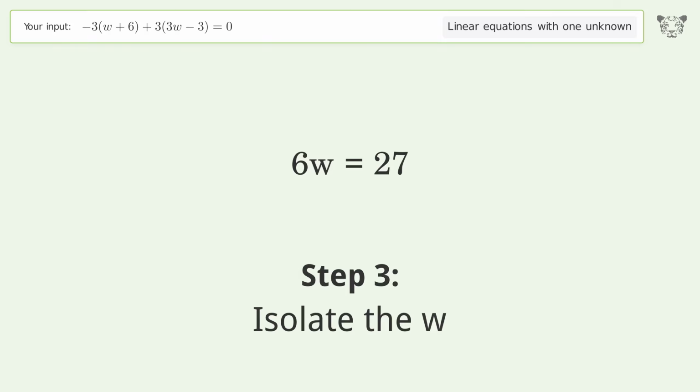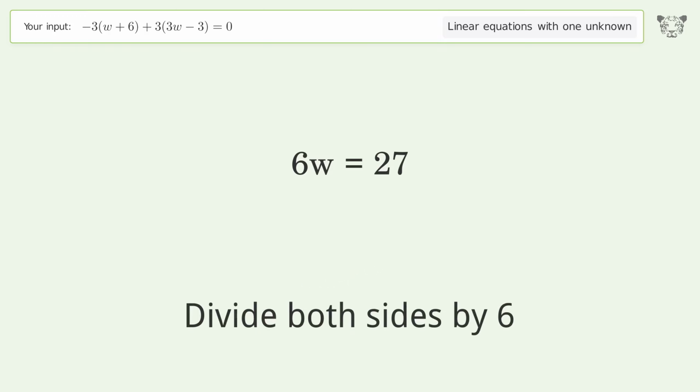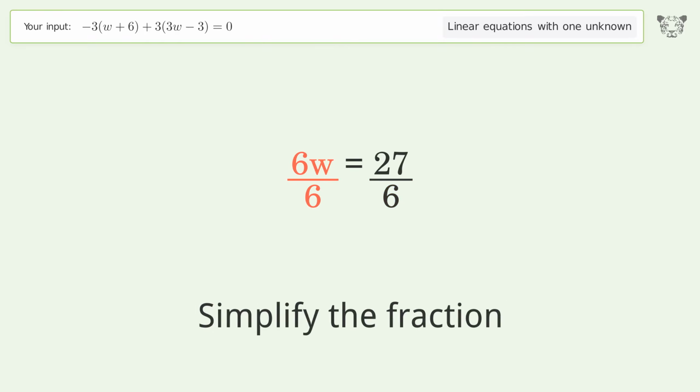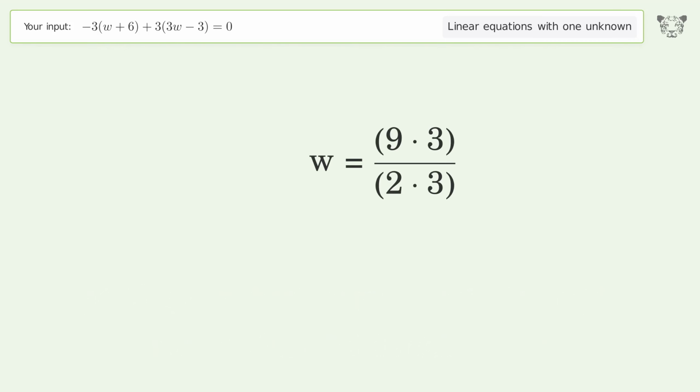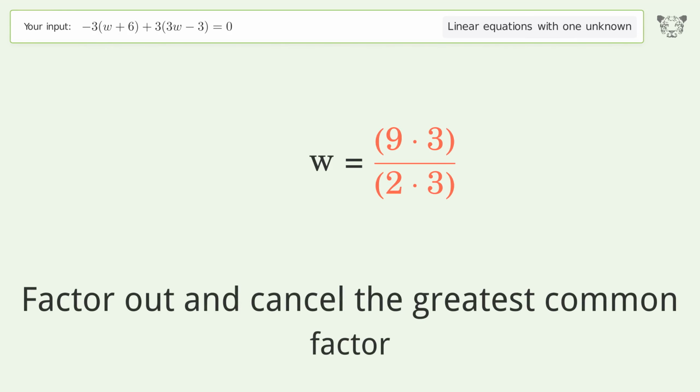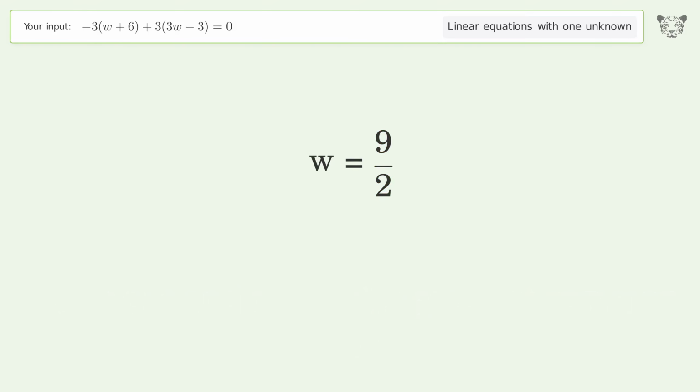Isolate the w. Divide both sides by 6. Simplify the fraction. Find the greatest common factor of the numerator and denominator. Factor out and cancel the greatest common factor. And so the final result is w equals 9/2.